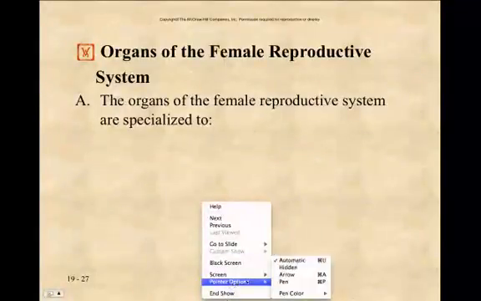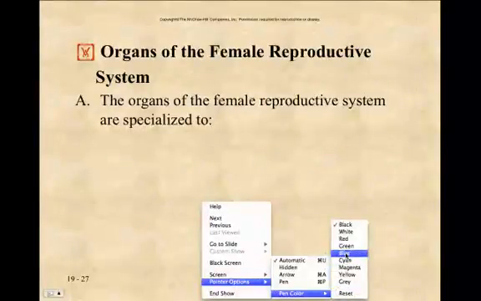And real quick, I'm just going to, like always, choose my pen color here.